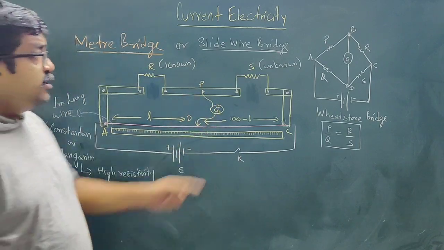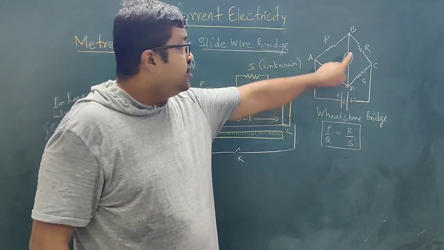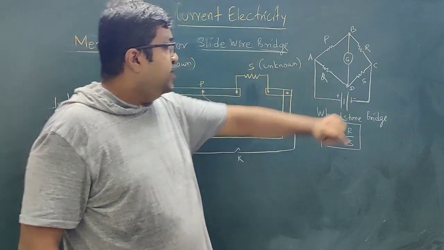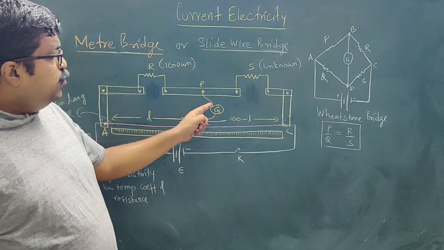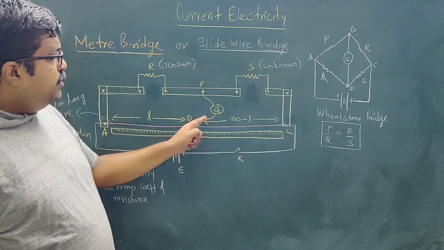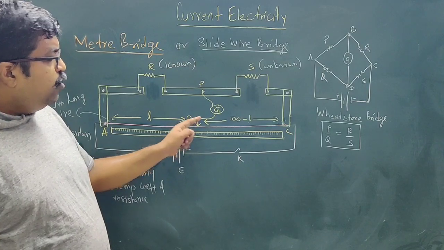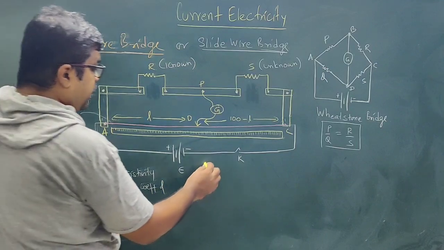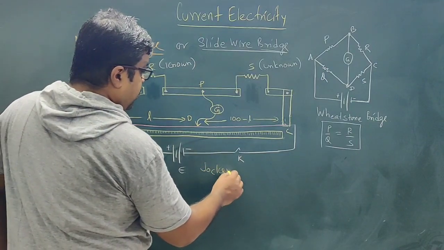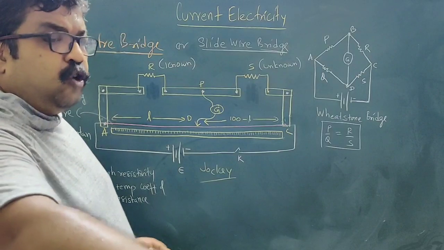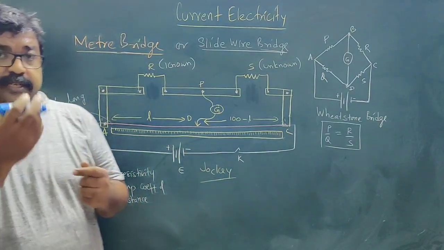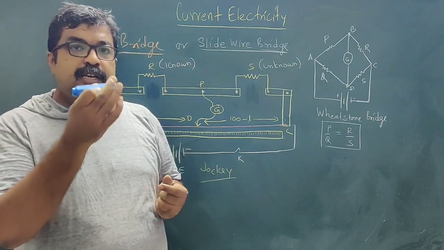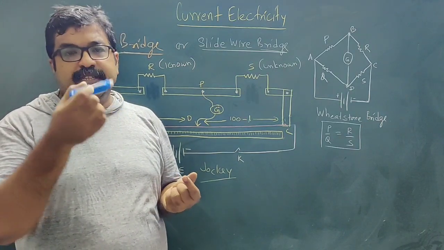So this is the galvanometer. The galvanometer will have 2 terminals. One terminal is connected to P, and the other terminal is connected to this arrow, a device called a jockey. J-O-C-K-E-Y, jockey. Jockey is like this thing. Now this is a chalk holder, but a jockey looks like this only.